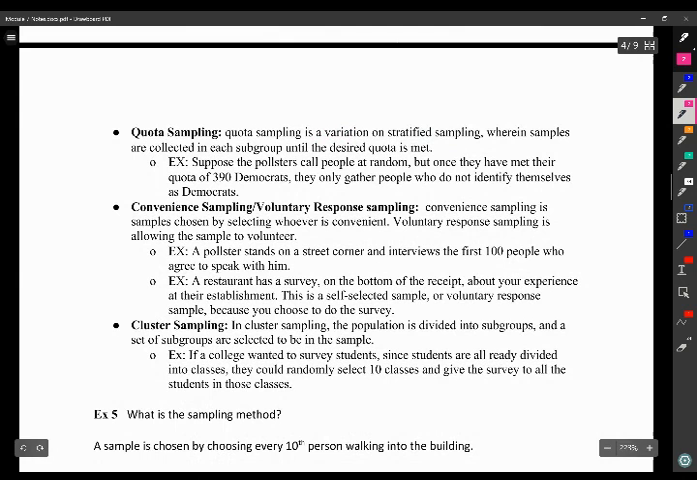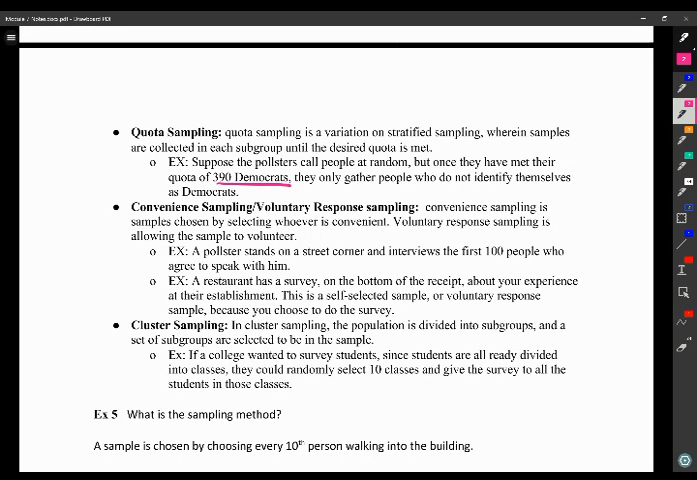Quota sampling is kind of like stratified sampling, but they're collecting in each subgroup. They know how many people they need to ask in each subgroup, I guess is the best way to say that. So if they call people at random, but once they've met their quota of 390 Democrats, then they're done. If the next person is a Democrat, they don't ask them the survey. They would move on to Republicans if they needed so many of each, and they just keep moving on until they get the number that they want of each subgroup.